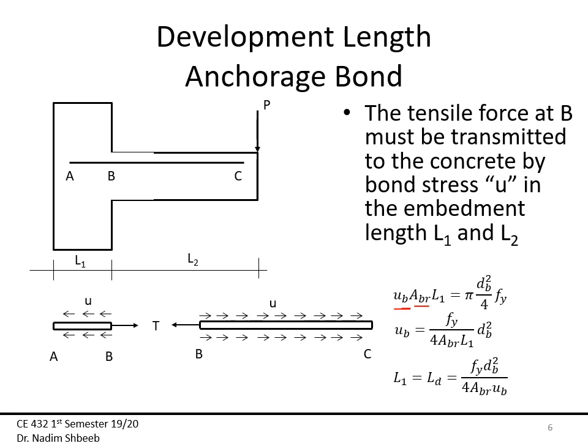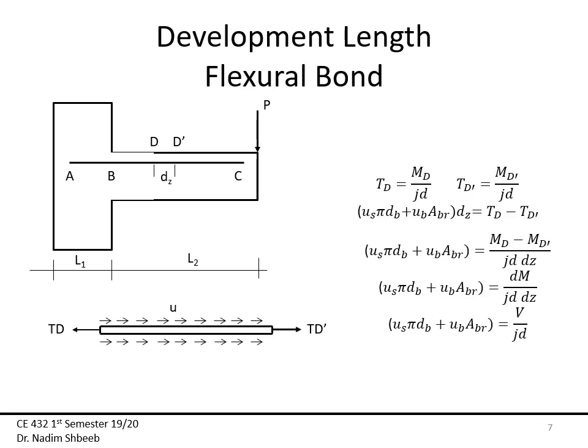Now, multiply that by the bearing area times that same length L1, and it is going to equal pi dB squared over 4, which is the area of the steel reinforcement, times its yield stress. You notice that this length, which in the future we are going to call development length, is a function of the yield stress, the diameter of the bar, the bearing stress, and the bearing area. Again, this is very simplified, just to give you an idea. So all of that in perspective, let's relate this to the actual moment. If I take some section, let's say DD prime, over this length, I know that the tension force at D is simply the moment at D divided by the lever arm, JD, and TD prime is also that moment MD prime divided by the lever arm, JD.